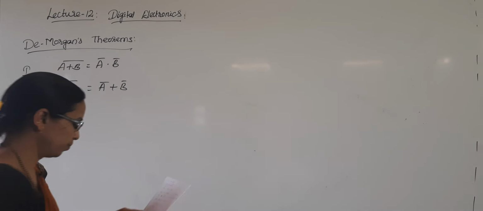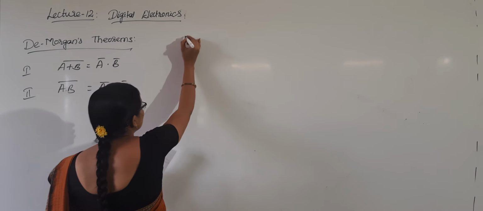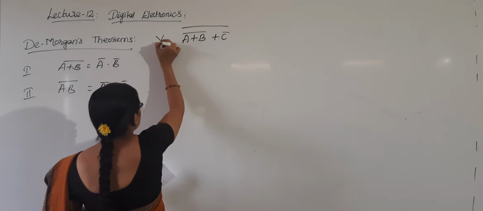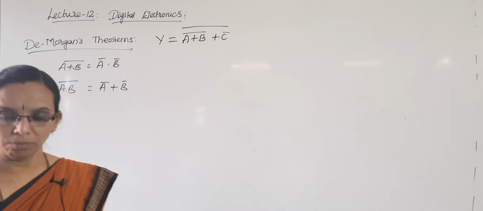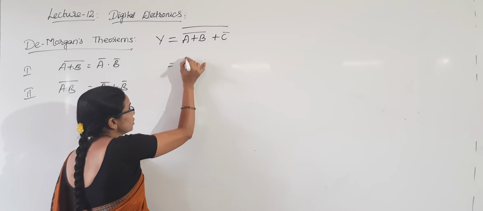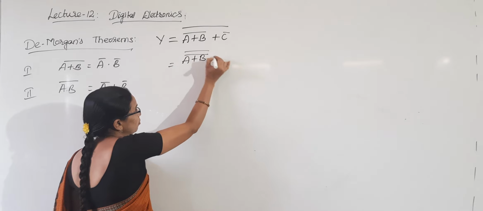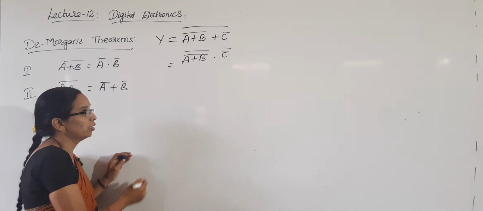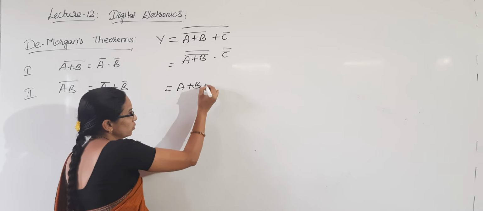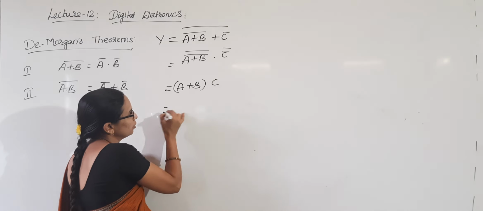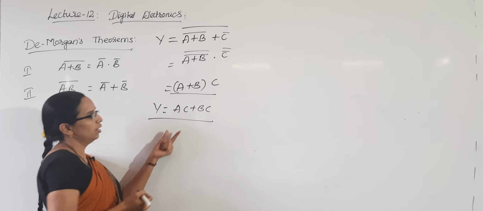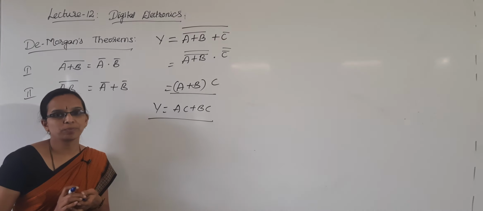Next one is (A plus B) whole bar plus C̄ whole bar. I will call this Y is equal to (A plus B) whole bar plus C̄ whole bar. So if I split it, (A plus B) double bar, C double bar, the (A plus B) double bar will be cancelled. So (A plus B) into C, it will be AC plus BC as the answer. You can keep it like this also, or if you want you can keep it like this also.